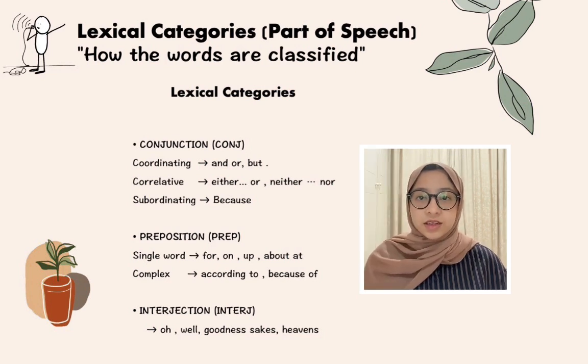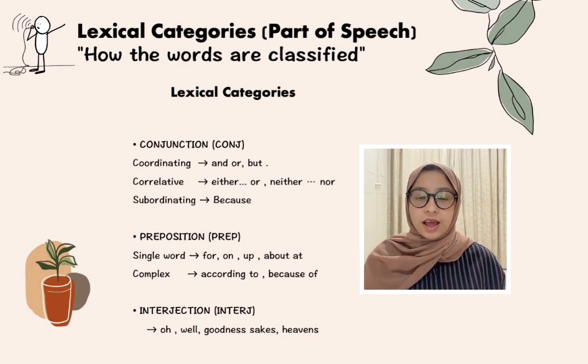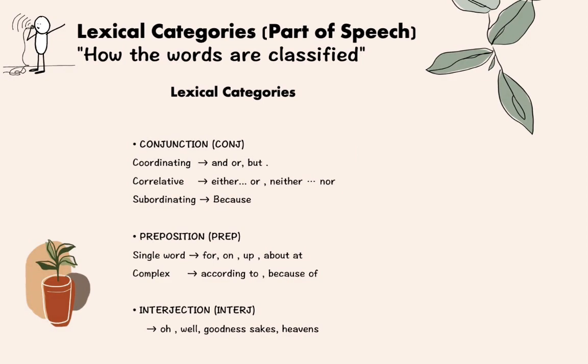And the last one is interjections. Interjections are not a vital part of the sentence grammatically. They can be removed without altering the grammatical structure of the sentence. They are used to express feelings. For example, oh, do you really mean that? Well, goodness sakes, heavens, good heavens, and many swear words.